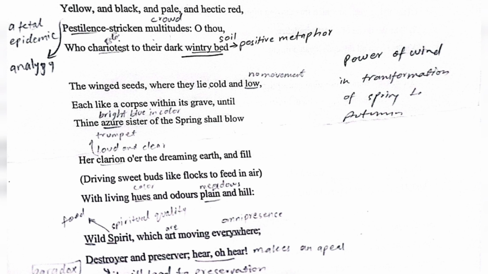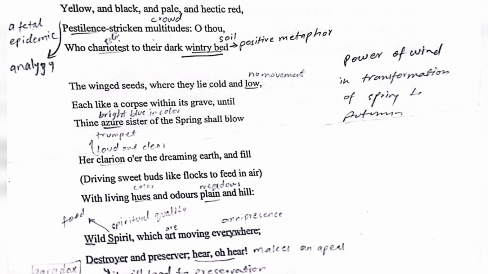Her clarion over the dreaming earth, and fill, driving sweet buds like flocks to feed in air, with living hues and odors plain and hill. Again, he says with the arrival of spring, all the colors, yellow, black, and pale, are replaced by all the colorful hues, or all the colors of spring will be everywhere.